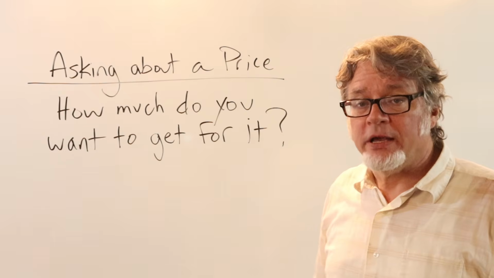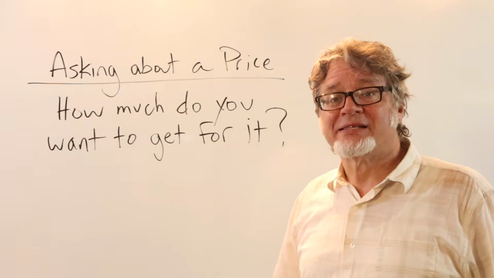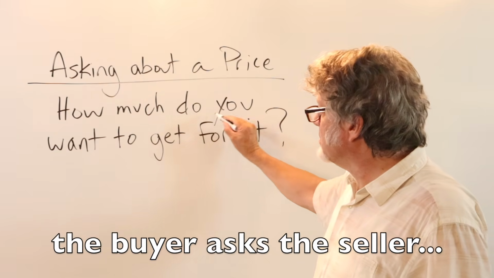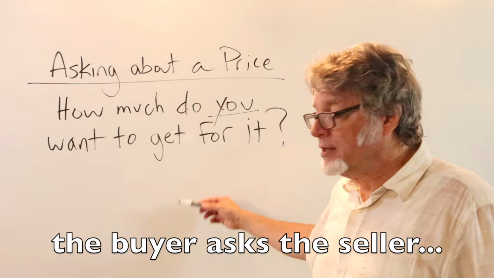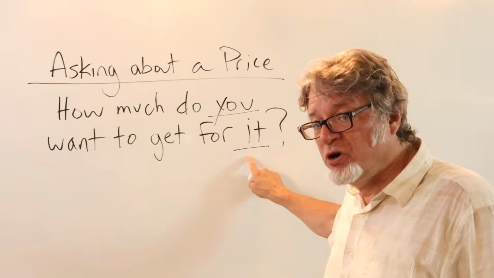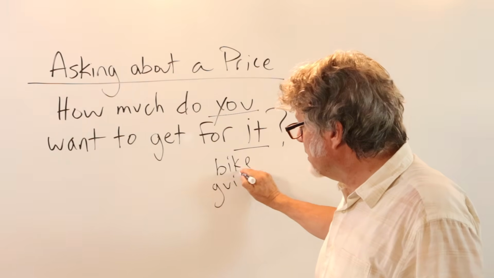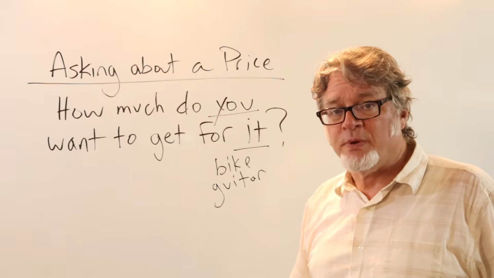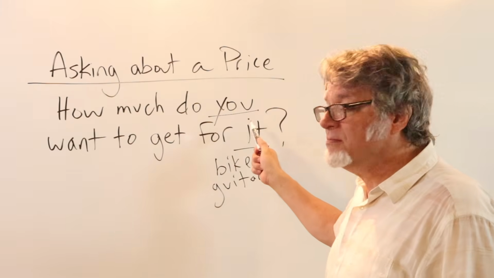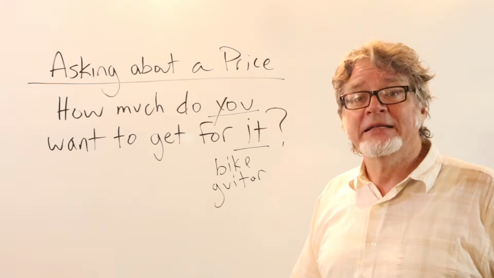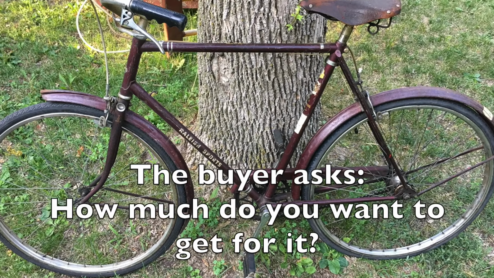When asking about a price, you want to know how much something costs. You ask the seller, how much do you want to get for it? And then this is the thing a person purchases. This could be a bike or a guitar or just about anything that someone else is selling, especially if it's from an individual and not a store. How much do you want to get for it?